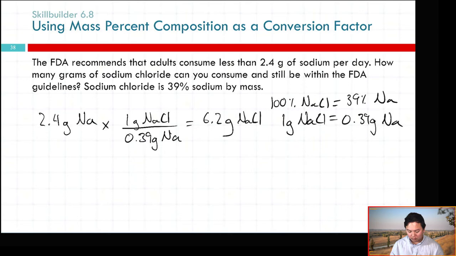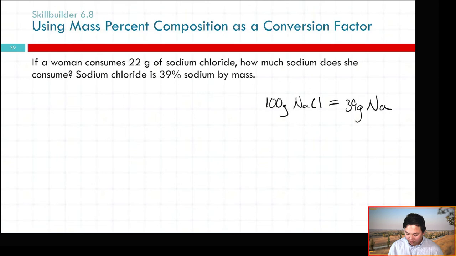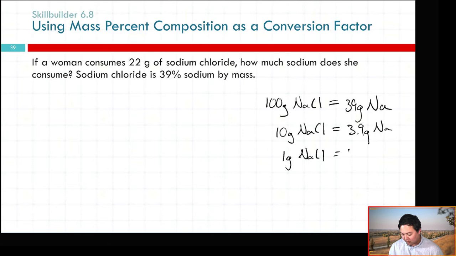Using mass percent, if a woman consumes 22 grams of sodium chloride, how much sodium does she consume? Again, sodium chloride is 39% sodium by mass. So we'll write this out again, taking our percents. It's easy to multiply by 1 gram to get these numbers, but it doesn't actually matter if this is 1 gram or 10 grams or 100 grams when we create our conversion factor. If 100 grams of sodium chloride is equal to 39 grams of sodium, then 10 grams of NaCl is equal to 3.9 grams of sodium, or 1 gram NaCl is equal to 0.39 grams sodium.